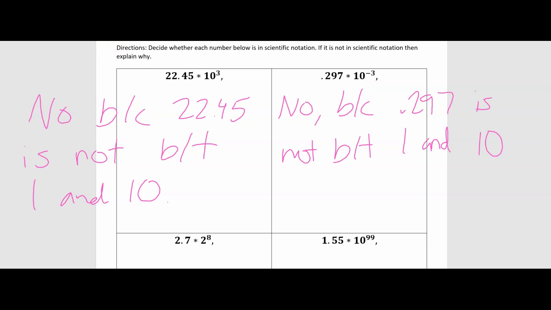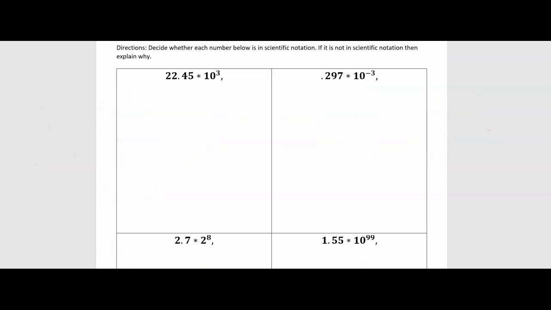For this bottom left, no, because 2 to the 8 is not a power of 10. And finally, this one, yes. 1.55 is between 1 and 10, and it's being multiplied by a power of 10, 10 to the power of 99. Okay, now let's look at how to convert between numbers and the equivalent form in scientific notation.